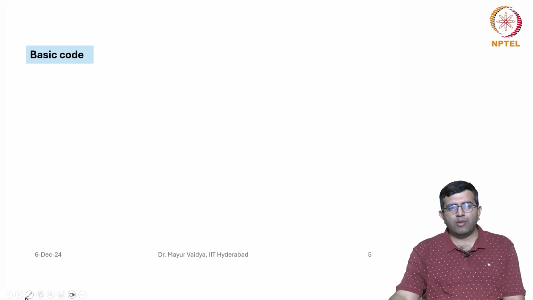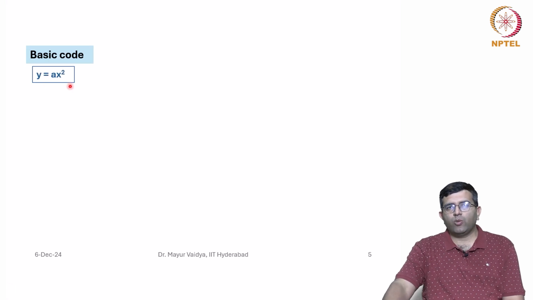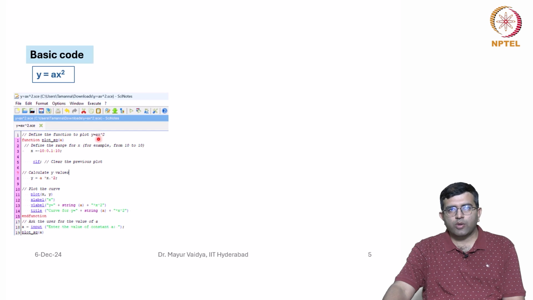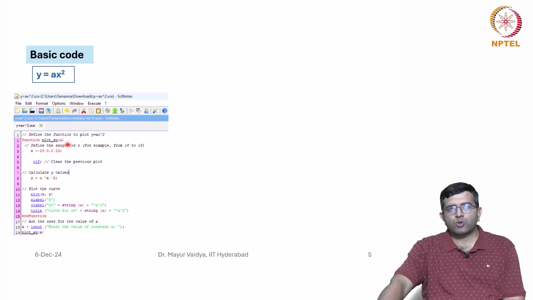Let us see a very basic code in Scilab first. Let us say a very simple equation like y equals a x squared. This is how your editor would look, and you have this double slash to give comments, so that you remember what the function is for. Now, my function I want to plot is a square function, so I put square of x.